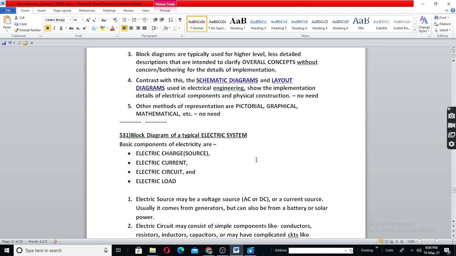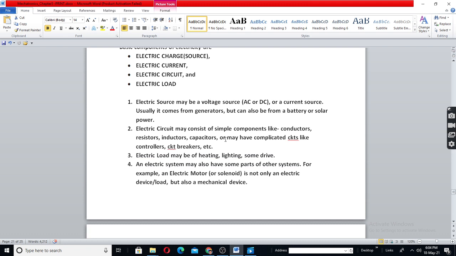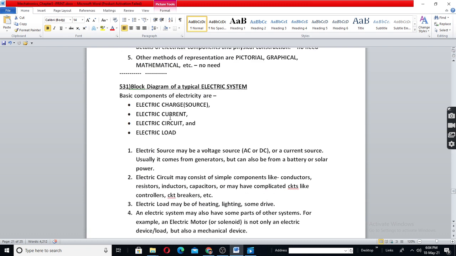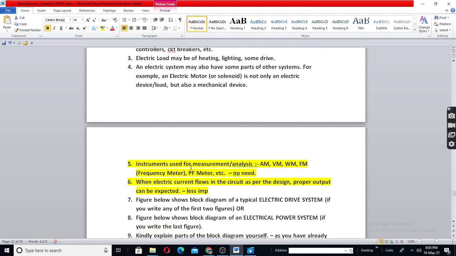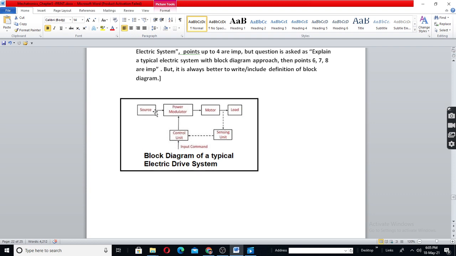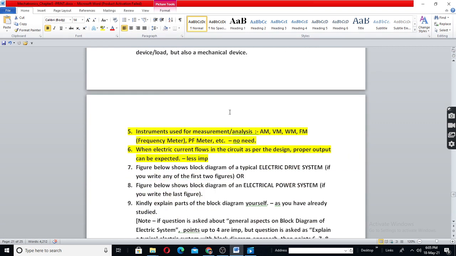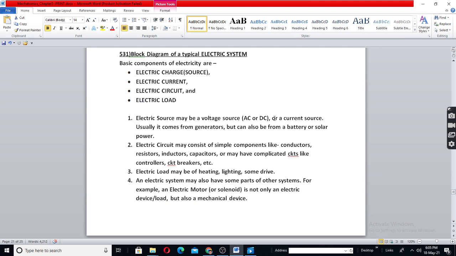Now we give examples of a typical electric system. It is very simple to understand. You can take any general electric system. We have taken here a drive, which can be an AC drive or a DC drive. Accordingly, we have a source, that is what is written here. It may be AC or DC or even a current source. It can be from generators or battery or solar, etc.